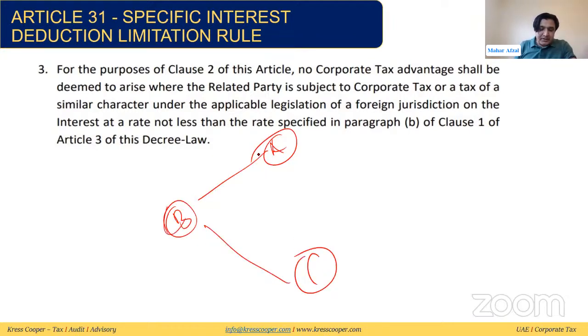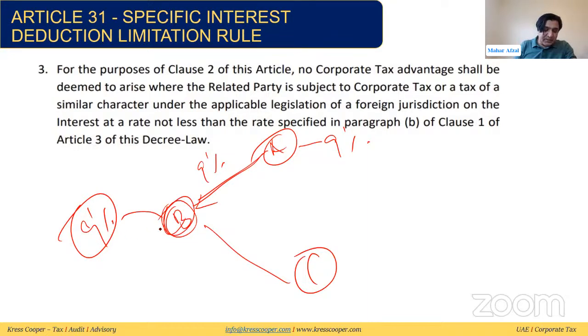If party B is taking a loan from A, and this loan is subject to 9%, interest will be booked as an expense here and 9% will be booked as income there. They will be allowed a deduction on interest, and this interest will be subject to 9% in the books of party A. So at the end, the FTA or the respective tax authority will not be losing any tax.